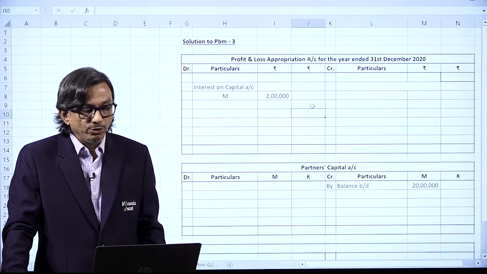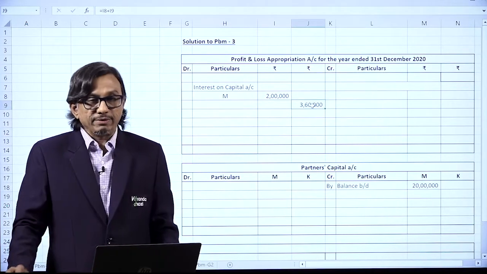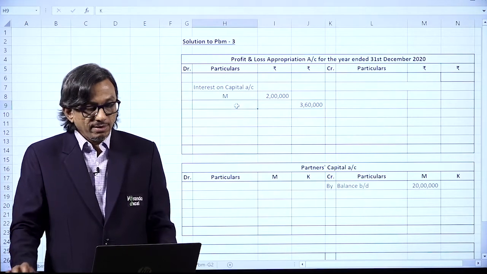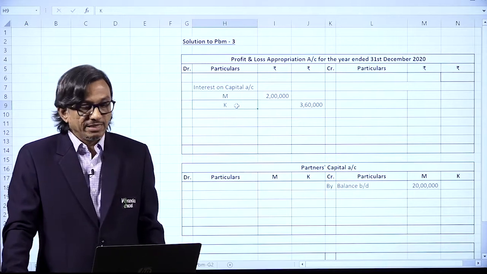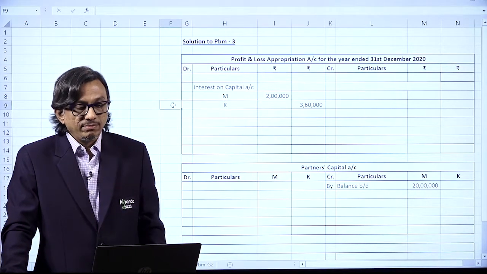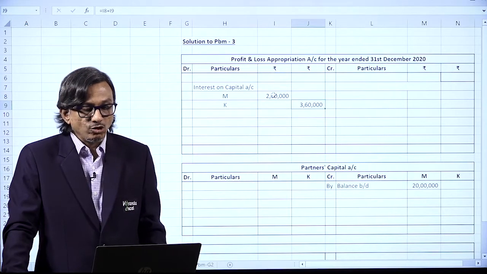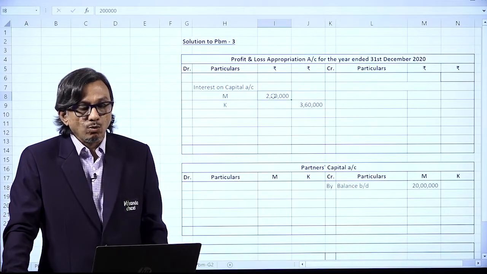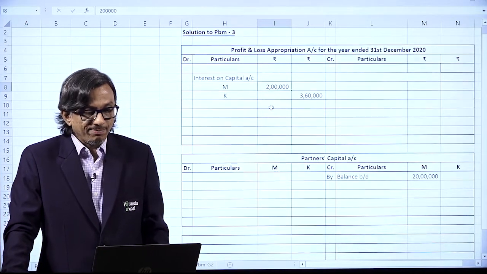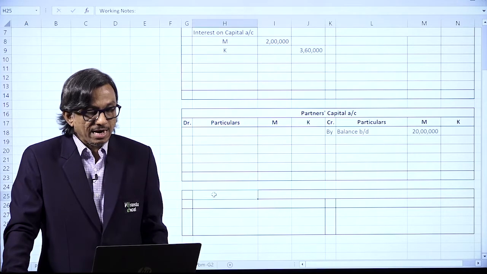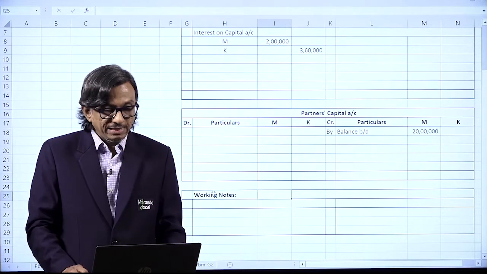They have also given you the total interest, which is 3,60,000, but K's interest is not given. See, is it not very simple? Total interest is 3,60,000, interest to M is 2 lakh, what is the interest on capital to K? For that purpose, I have just prepared a small working note. Easy calculation.